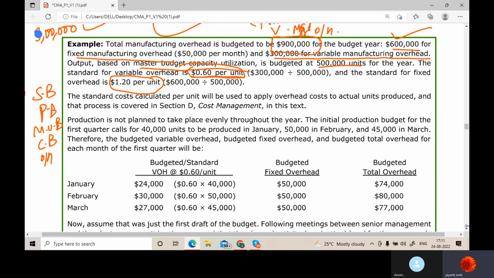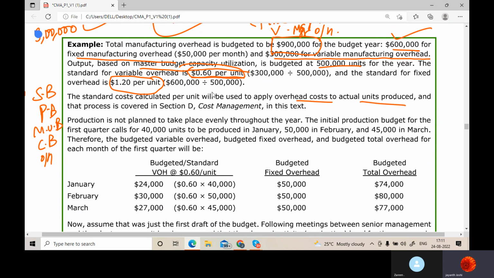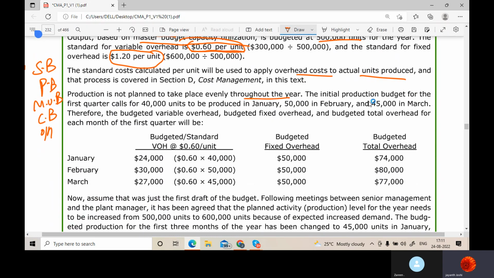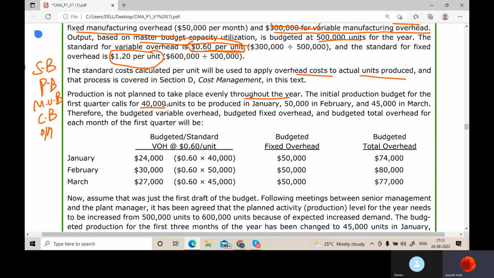Now, the standard cost calculated per unit will be used to apply overhead cost to actual units produced. And that is the information given. So now production is not planned to take place evenly throughout the year. The initial production budget for the first quarter calls for 40,000 units to be produced. So first quarter we want to make 40,000 units. In the total year we want to make 5 lakh, but first quarter this much. In January, February and March, in the first quarter, these are the 3 months in which we want to make these many units. Now we'll divide as per that.